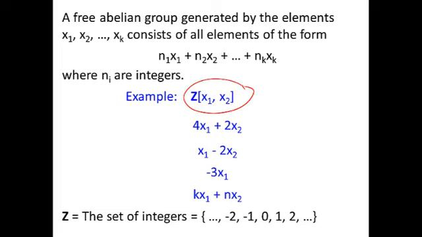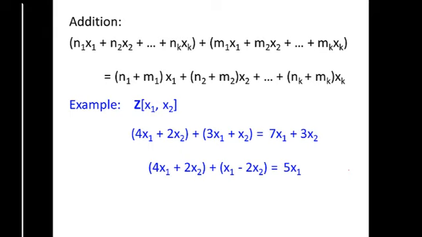Thus, Z of x1, x2 consists of all linear combinations of x1 and x2 with integer coefficients. Thus, 4x1 plus 2x2 is an element of this group, as is 1x1 minus 2x2. Minus 3x1 is also a linear combination of x1 and x2, but the coefficient in front of x2 is 0. Any linear combination of x1 and x2 is in this group where the coefficients k and n must be integers, i.e. whole numbers. Addition is performed by combining like terms.